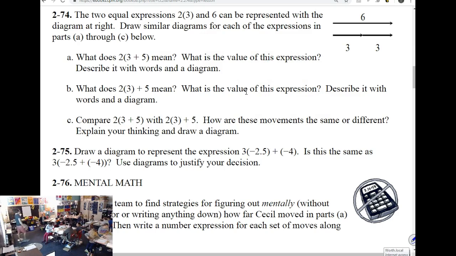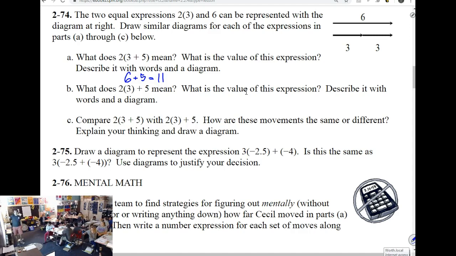Solve B on your own, real quick. You don't need very long. Easy math. (2 times 3) plus 5. What's 2 times 3? 6. What's 6 plus 5? 11. So how you say this is going to change your answer. Be careful when you speak math.